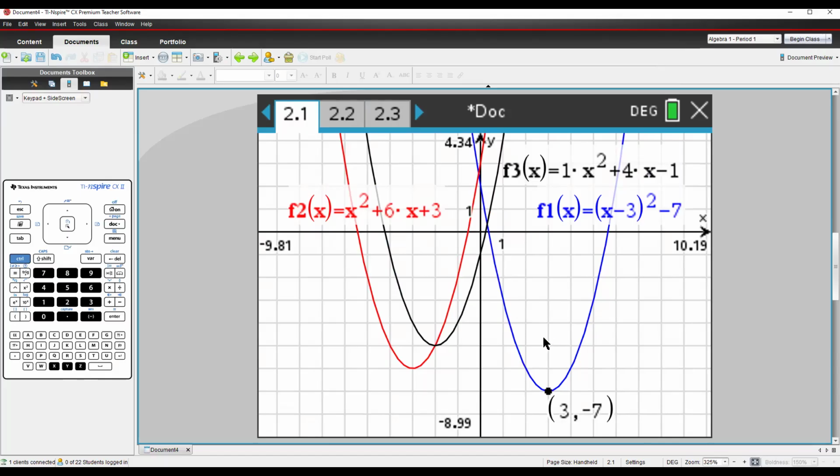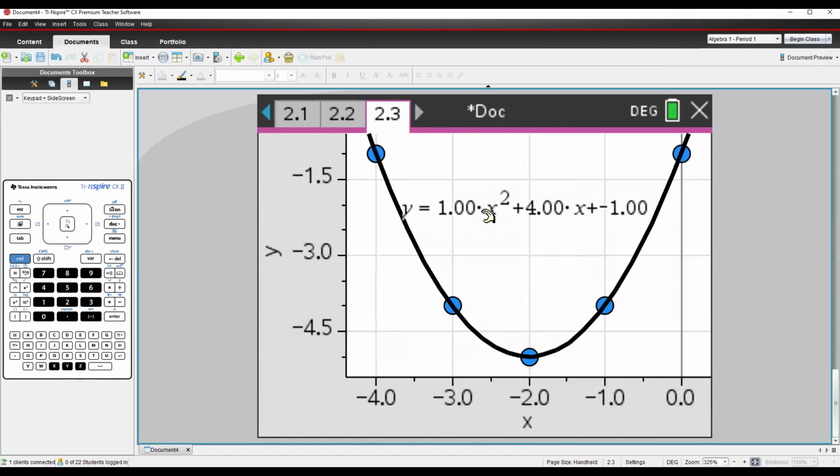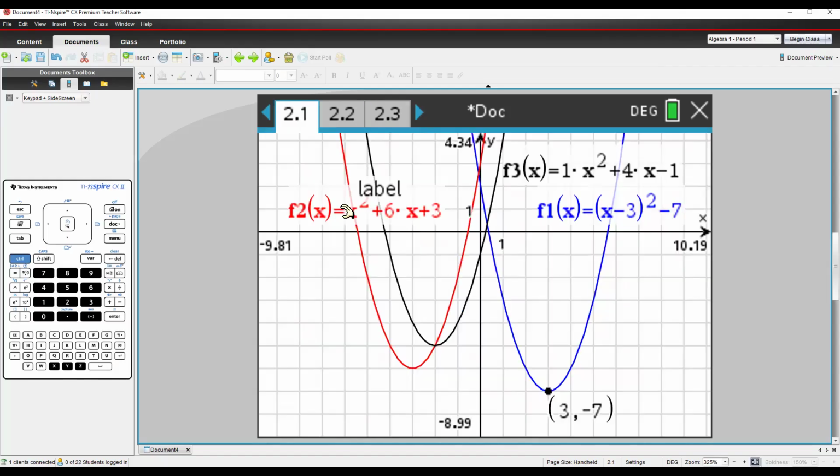I probably did much more than I needed to, but hopefully you see the key takeaway: always graph your functions, and then take any table that you have and make it into a function and graph it as well. So that's it.